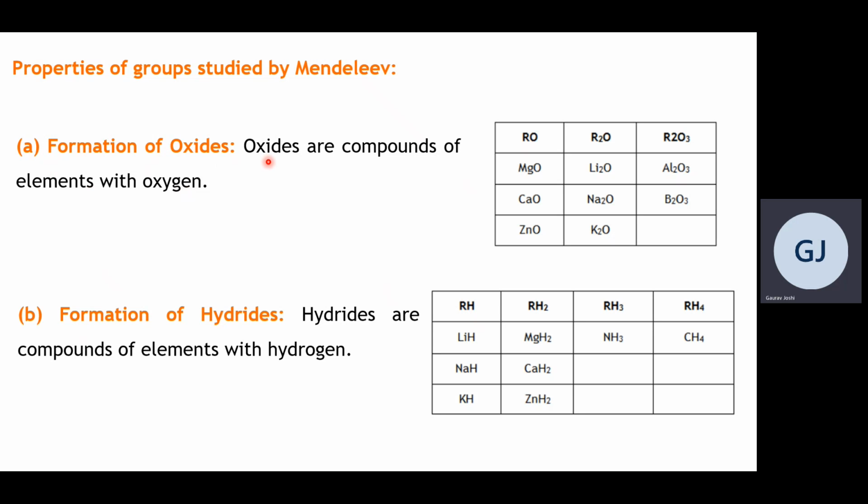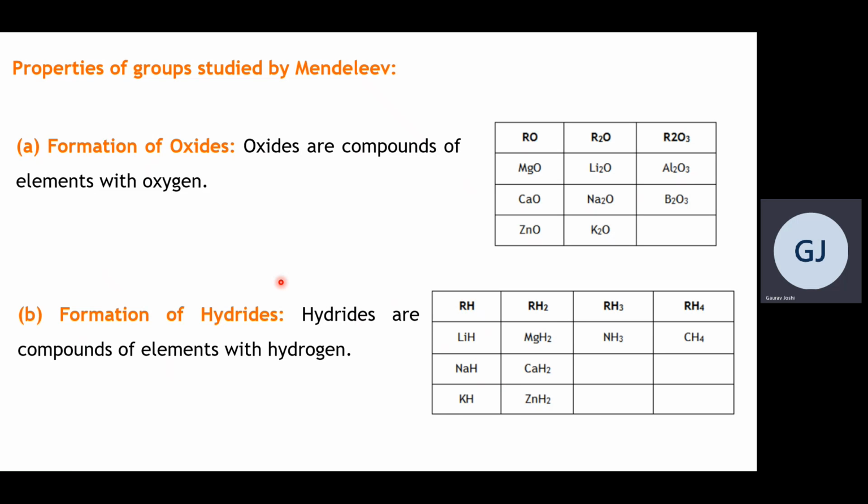So what are oxides? Oxides are the compounds that are formed by the reaction with oxygen. For example, magnesium oxide, calcium oxide, zinc oxide, lithium oxide, sodium oxide, right? Then there are the hydrides. So what are hydrides? Hydrides are compounds of elements with hydrogen. For example, lithium hydride, sodium hydride, potassium hydride, magnesium hydride, calcium hydride. So these elements have the property of forming hydrides, right?